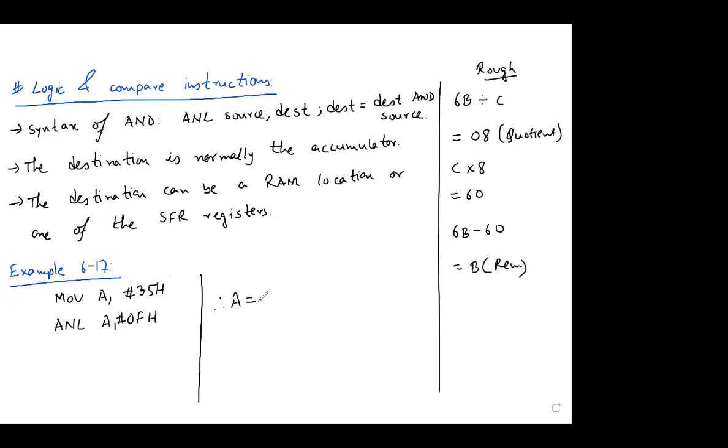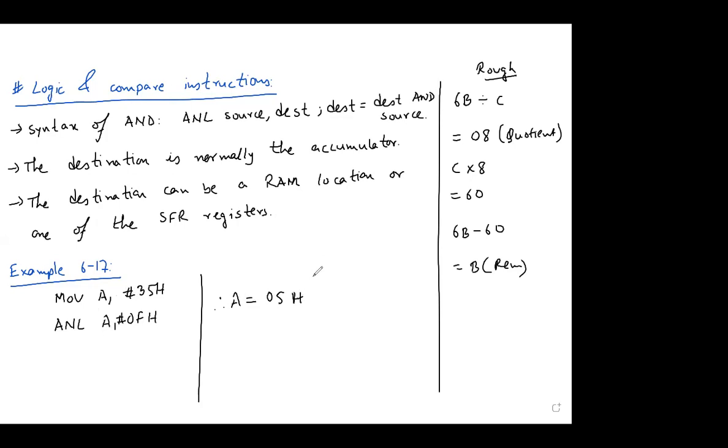All right, so tell me, what will be there in A, in example 6.17? The code is given on the left-hand side, so what will be there in A? Initially in A, there is 35H, but after ANL A, #0FH, what will be there in A? 05H, sir.